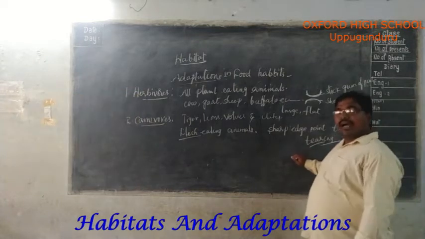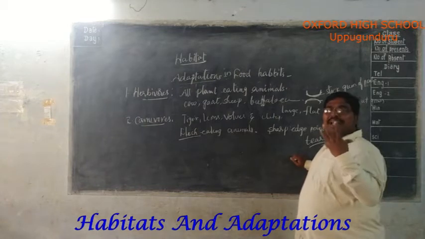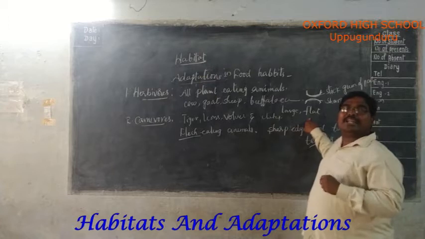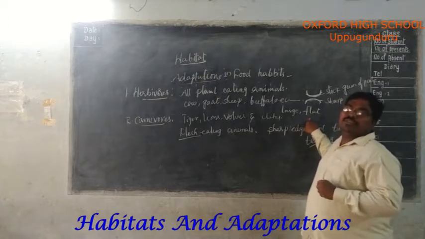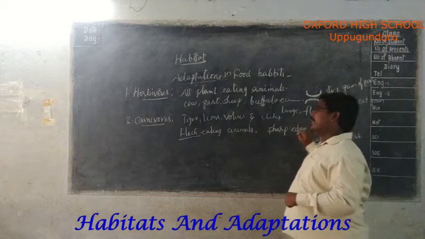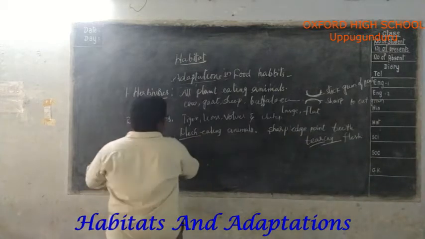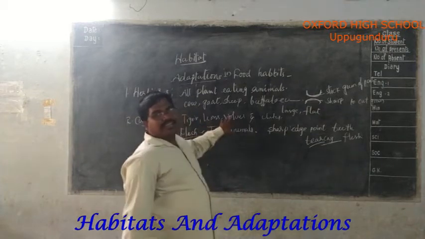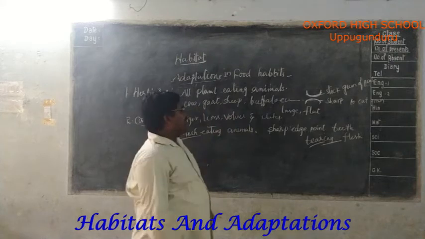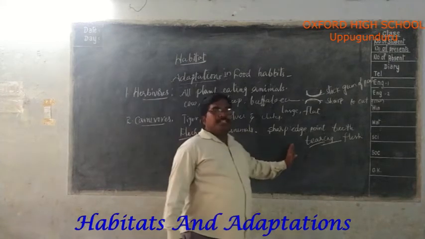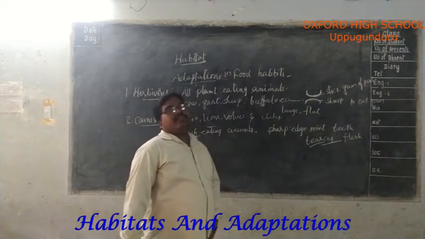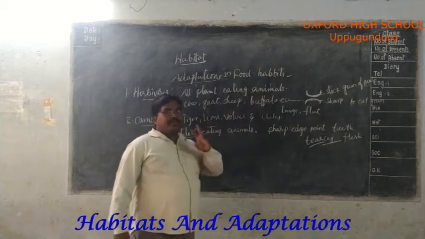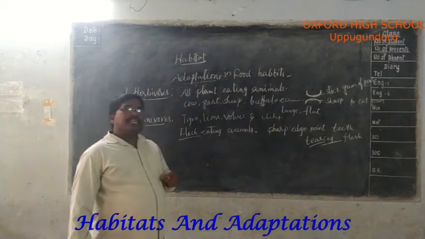These animals also have strong, large and flat teeth for the grinding of flesh and bones. So the carnivorous animals, the flesh-eating animals, are called carnivores: tigers, lions, cheetahs, wolves. These animals have sharp edged pointed teeth for the tearing of the flesh, and they have large flat teeth for the grinding of flesh and bones.